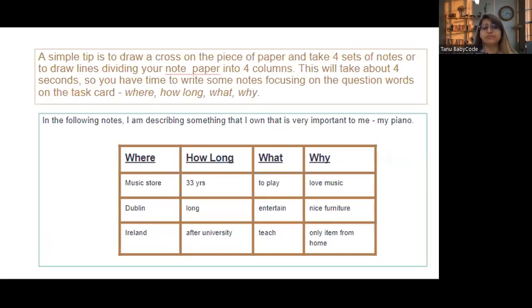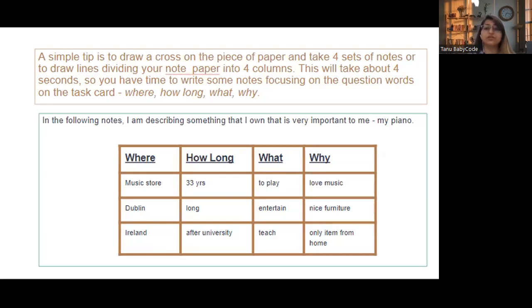A very simple tip is that you can draw a cross on the piece of paper. You can make 4 sets of notes for 4 questions. First question was where you had it, right? So you can make a box for where, how long you have had it, how long, what you use it for, what, and why it is important.